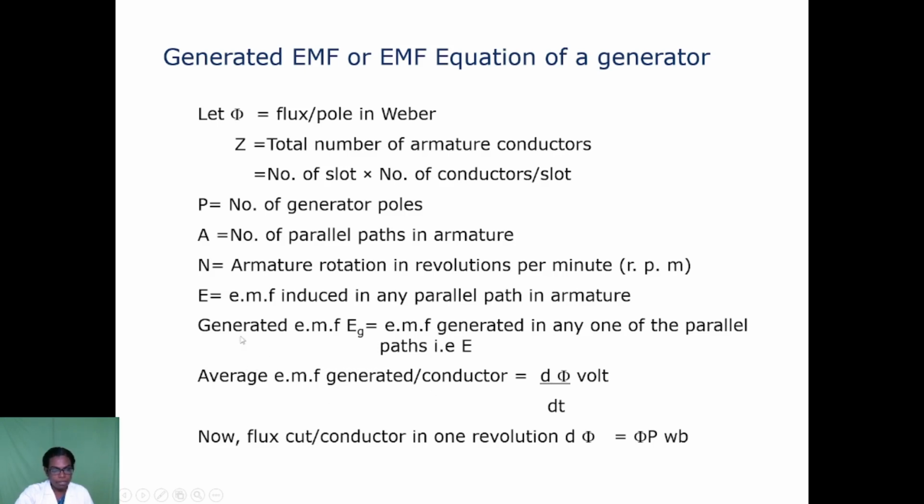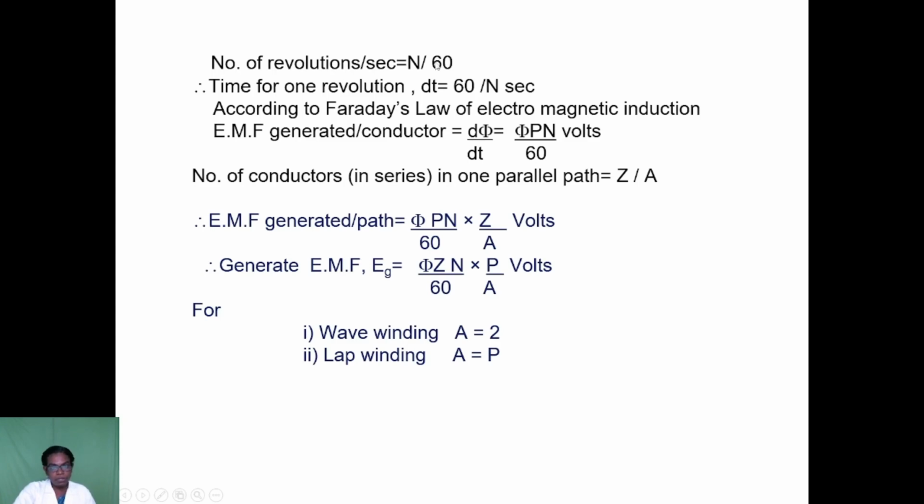So first of all, the generator EMF Eg is equal to the EMF generated in any one of the parallel paths, that is E. The average EMF generated per conductor is equal to d phi by dt. Okay, that is a basic formula. This is Lenz's law formula also, d phi by dt. Now, the flux cut by a conductor in one revolution: d phi is equal to phi P. The number of revolutions per second is N by 60, so dt is equal to 60 by N. That's why d phi is phi P and dt is 60 by N.